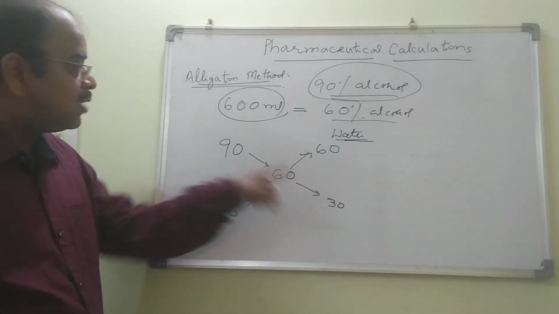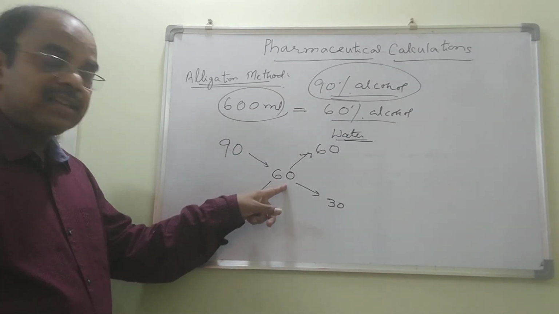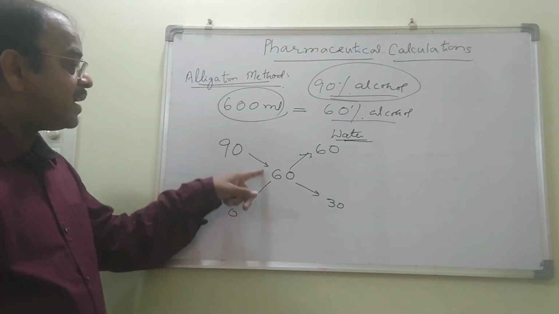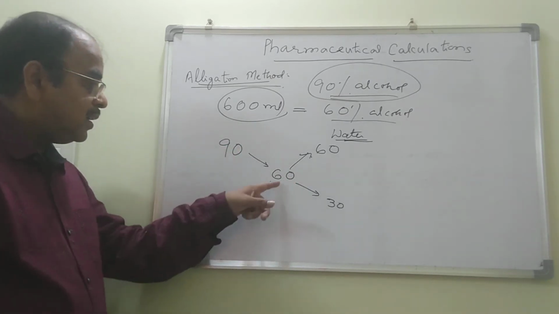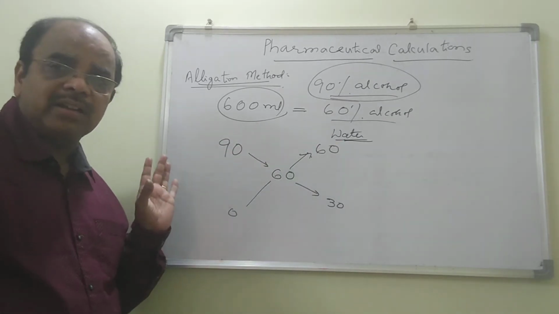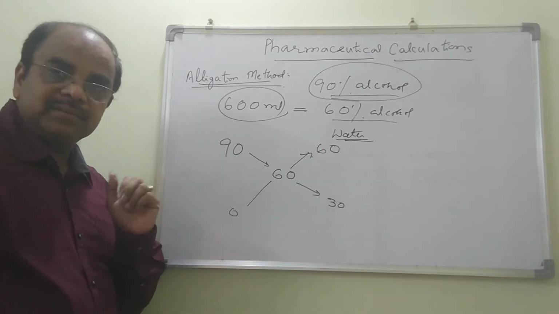90 minus 60: what is 90? Strength of the concentrated solution. 60, strength of the solution to be prepared. 90 minus 60, 30. 60 minus 0: what is that 0? Water is the diluent for alcohol. Let us use it here. 60 minus 0, 60. Right?